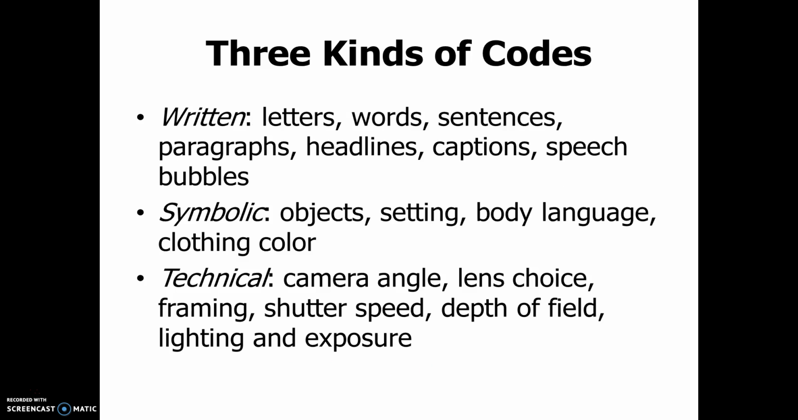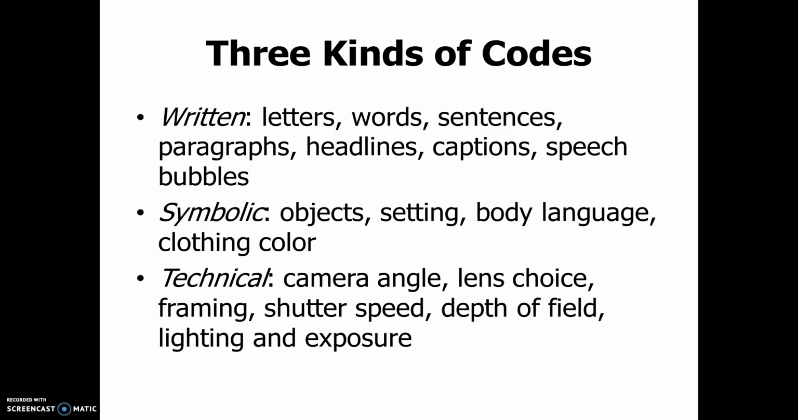When we talk about codes, there are 3 different kinds. We have written codes, and those are probably most familiar to us. Those include things like letters, words, sentences, paragraphs, captions, speech bubbles, things like that. Then we have symbolic codes, which include things like objects, setting, body language, and clothing color. And then we also have technical codes that include things like how photographs are framed, as well as the type of lighting and exposure that we see in photographs.